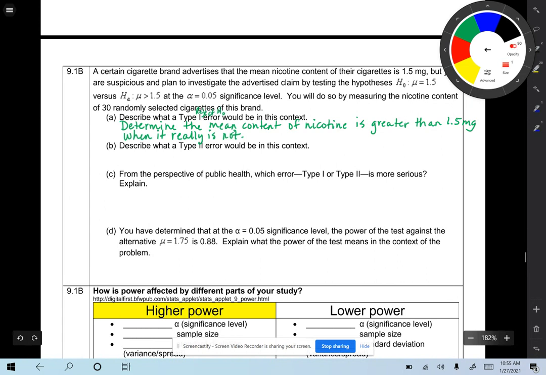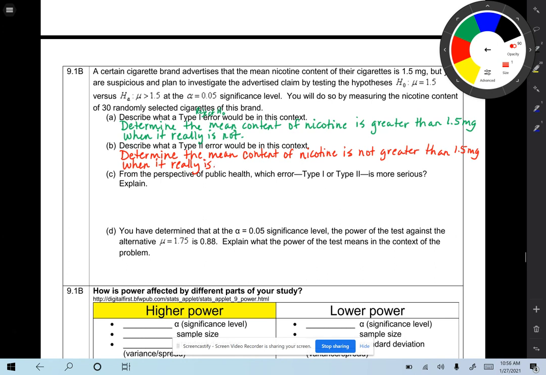Okay. Describe what a type 2 error would be in this context. So type 2 error, rejecting the null hypothesis when it is false. So you are determining that the mean content of nicotine is not greater than 1.5 milligrams when it really is. From the perspective of public health, which error in this particular situation, type 1 or type 2, is more serious? Explain.